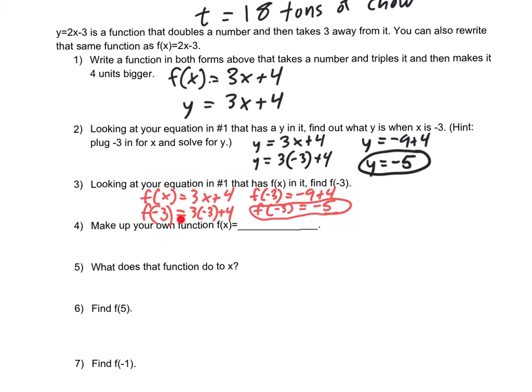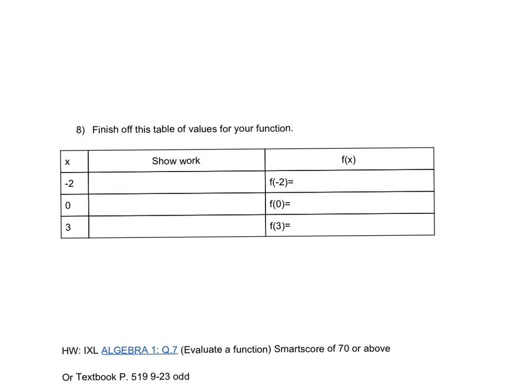All right, now I'm going to ask you to make up your own function, something different than f of x equals 3x plus 4. Just make one up, put it in there, and then you're going to describe in words what it does. You're going to find f of 5 and f of minus 1, and then you'll continue after you do that. And then the last thing I want you to do, number 8, is for that function that you just created, these are the inputs, negative 2, 0, and x. We're plugging in for x. Show your work as you plug them into your function.